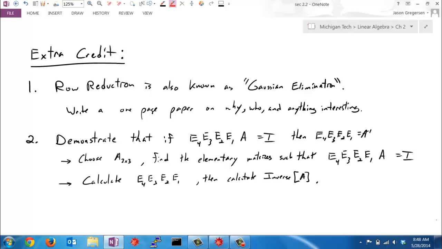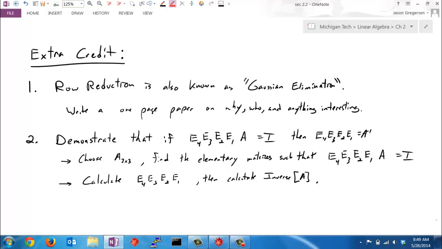First one says, row reduction is also known as Gaussian elimination. Why? Well, there's some guy named Gauss. So the first extra credit, we do a one-page bio on why it's called Gaussian elimination, who this Gauss guy is, and anything else you find interesting when you read about it. It doesn't have to be cited. If you want to send me the link to the website you used, feel free to use Wikipedia. That's fine. This isn't a formal thing here. It's just for you to look into the background a little bit. So just do a little bit of reading, throw together a little paper, one page, quick bio, anything you find interesting about Gauss or Gaussian elimination.